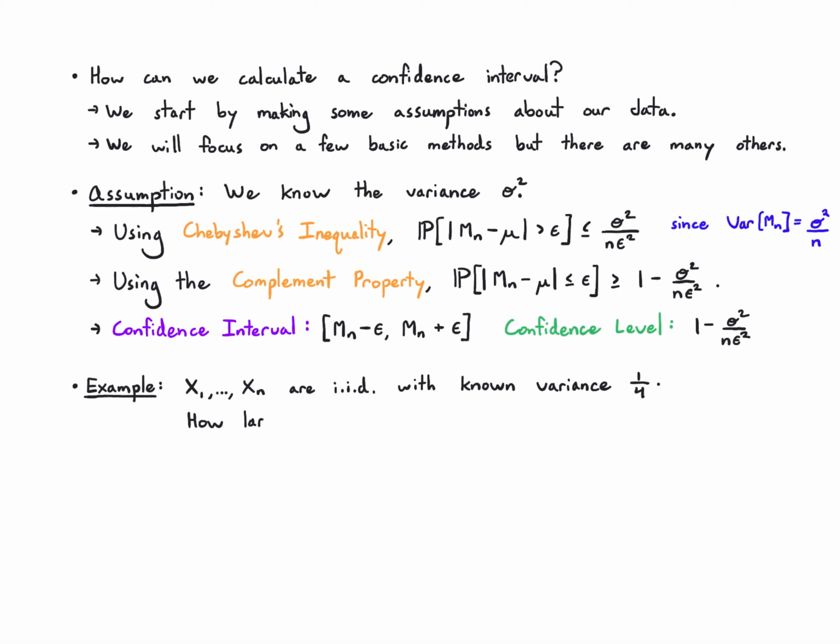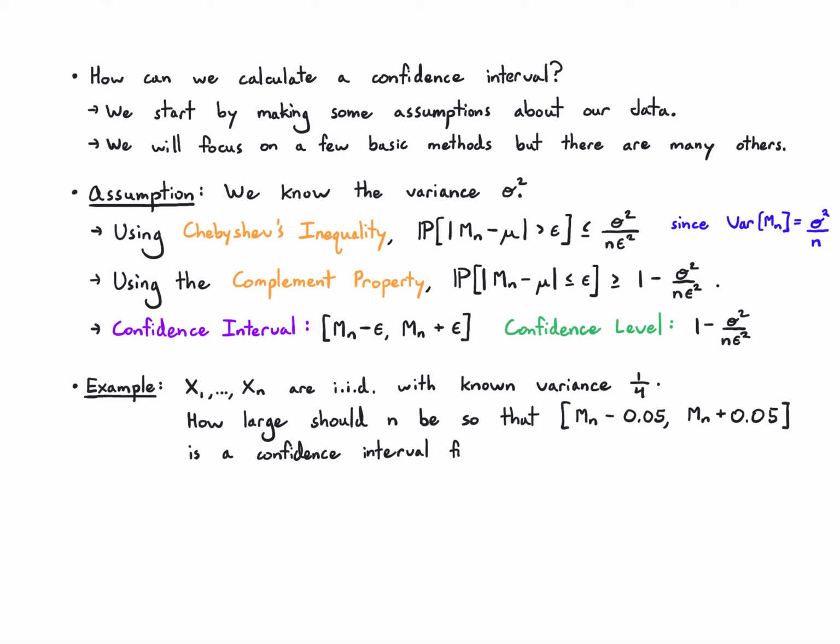Okay, and what I want to understand is how large does n need to be? How many samples do I need to collect so that I can build a confidence interval with this tolerance epsilon equal to 0.05? And so that's going to be my confidence interval for the mean. So I'll take the sample mean and I'll allow epsilon to be 0.05. And then I want my confidence level to be 0.95. Okay, how can I figure that out?